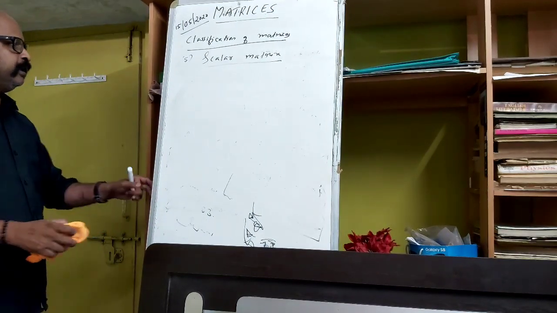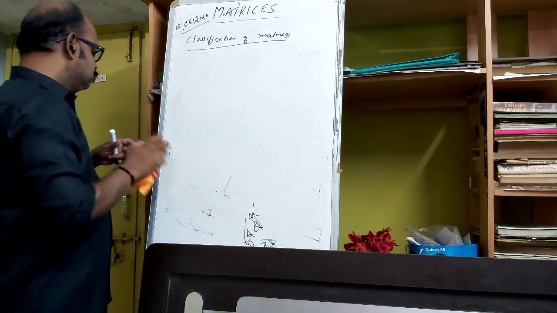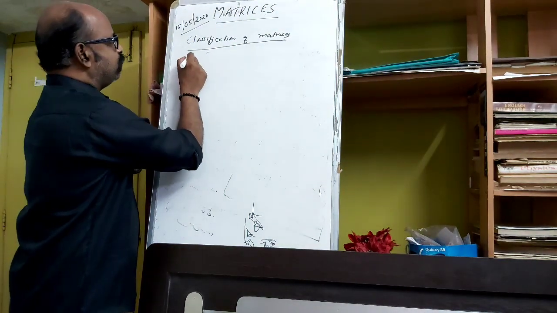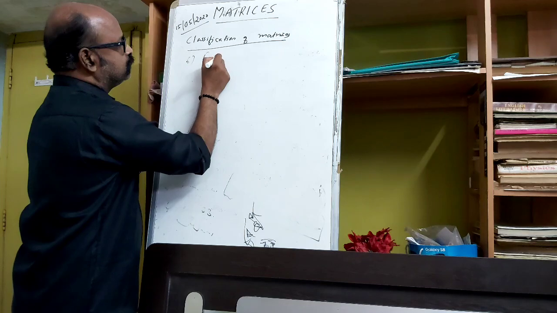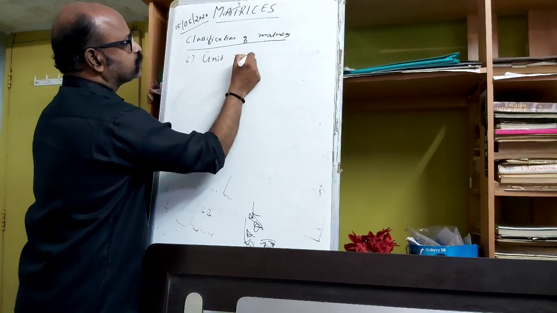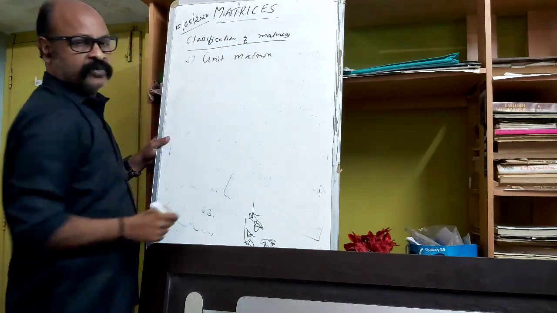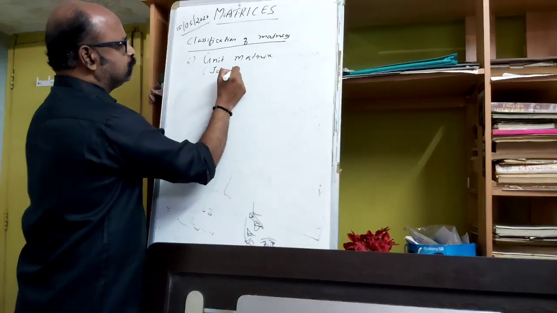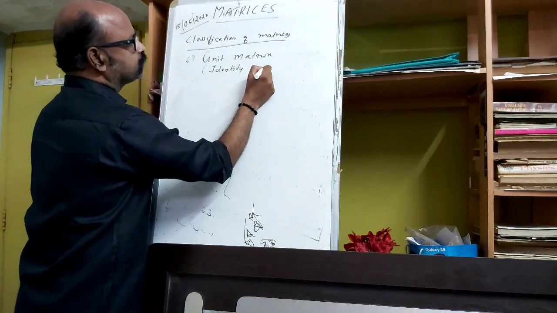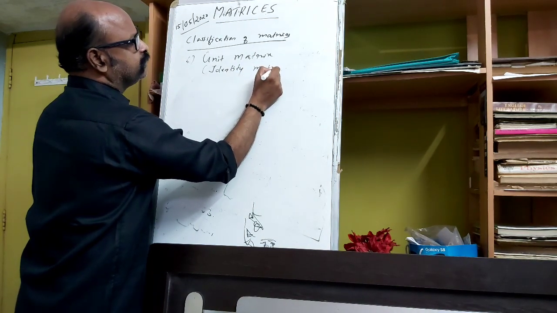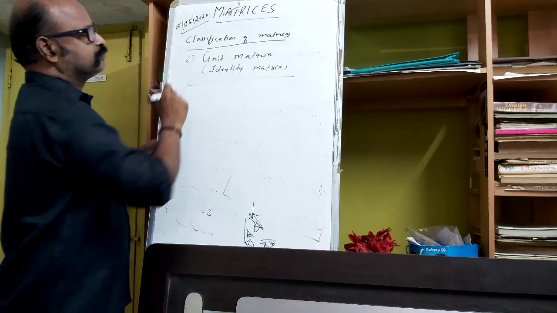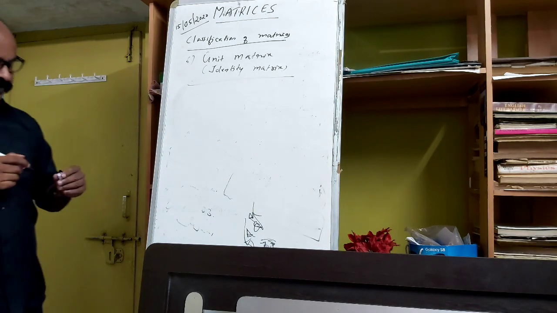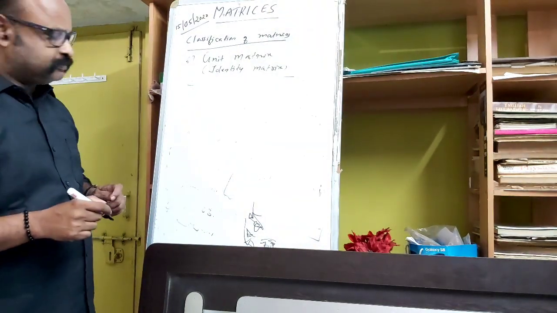Okay, now, we have discussed the scalar matrix. Now we come to the sixth one, known as the unit matrix. This is also known as the identity matrix. So we come to the unit matrix.